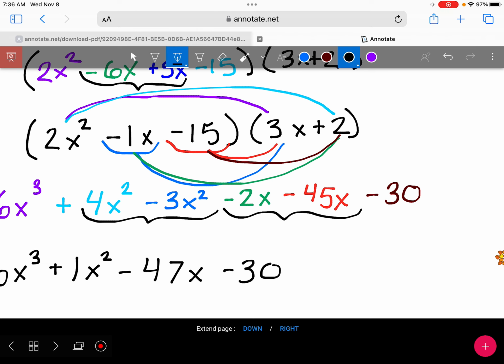and minus 30. Your like terms might not always be next to each other. So make sure you're looking across your whole equation for combining like terms, very much like when we did our adding on Monday. Okay, so make sure you're watching for like terms in other places, but other than that, it's the exact same thing when we get to our combined like terms.